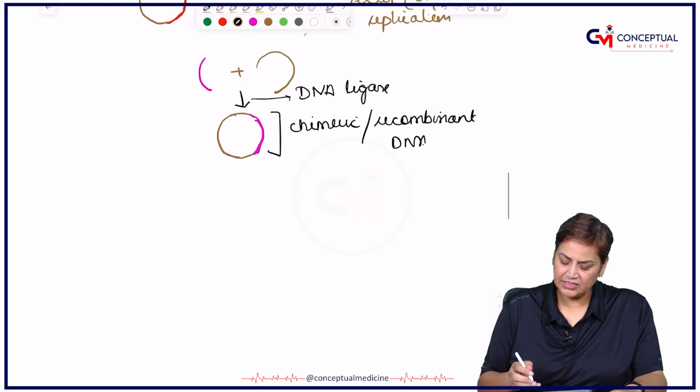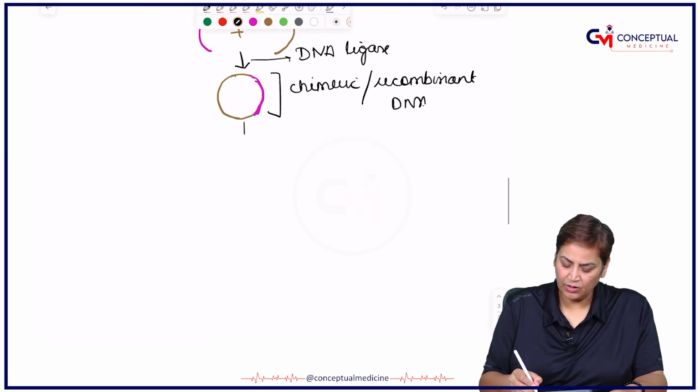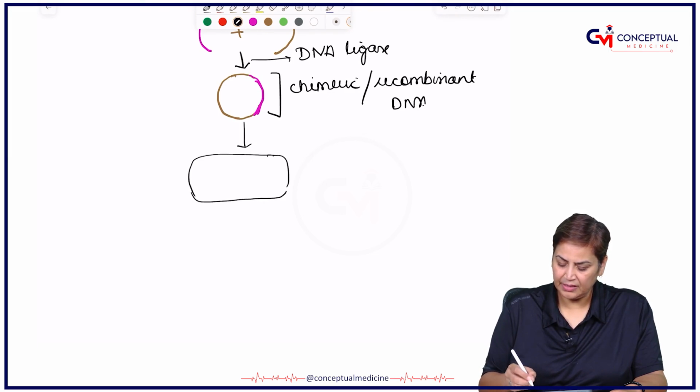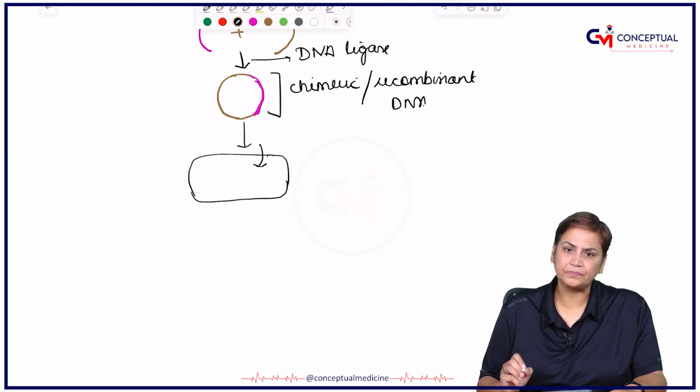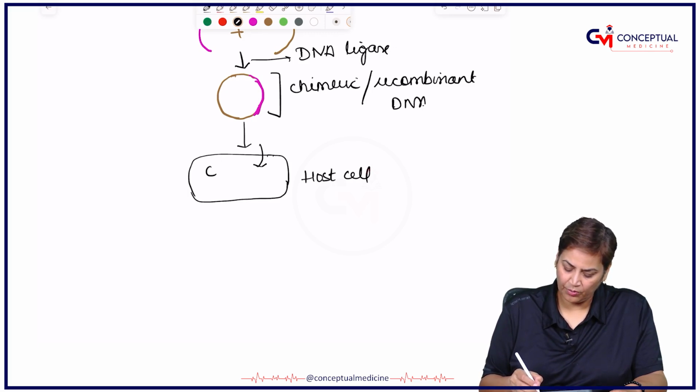Now, this will then enter into the host cell. Like this, say this is the host cell, and it is going to multiply here. So we have to see that so many copies will be produced like this.